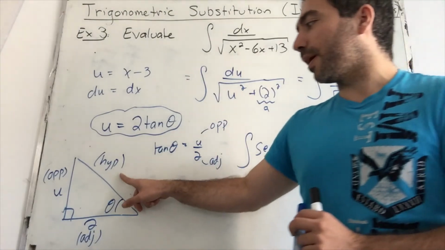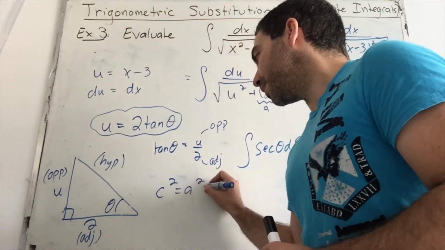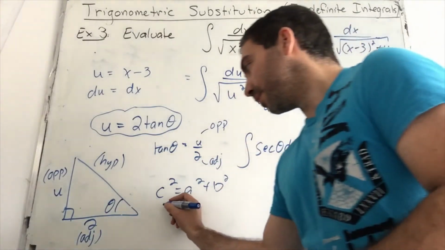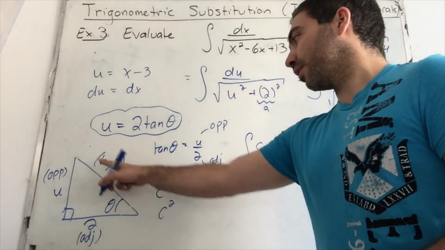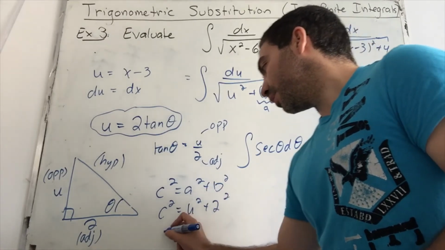Okay, we have to go find the hypotenuse. How do we do that? Pythagorean Theorem. C squared equals a squared plus b squared. We should already have an idea of what we expect our answer to be. But let's go ahead and solve it. We're looking for the longest side, the c. That's the hypotenuse. A squared is u squared plus 2 squared.